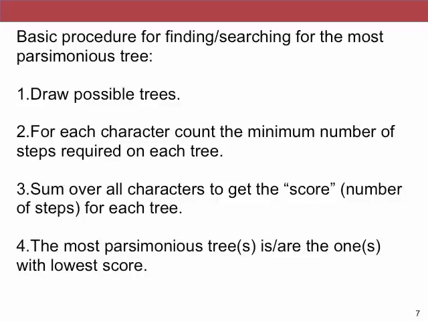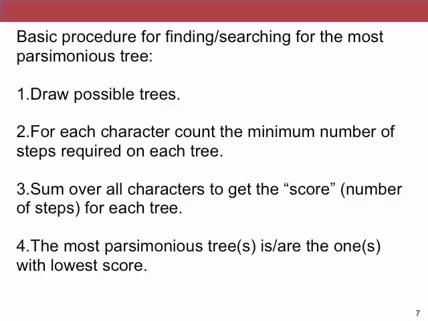So again, we've covered this already, and I'm going to go through it quickly. The general approach is to draw possible trees. For 4 taxa, we can draw all possible unrooted trees. There are just 3 of them. Once you get to a lot more taxa, you can't draw all the possible trees, so you have to use tricks. We're not going to talk about those tricks.